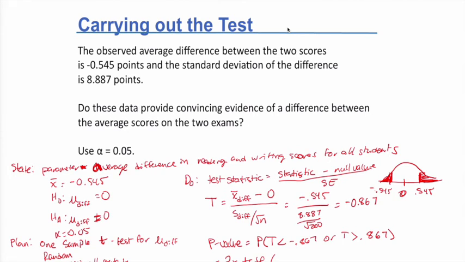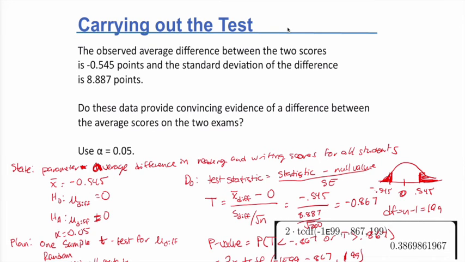We'll do negative 1e99, negative 0.867, degrees of freedom equals n minus 1, which is 199. So lower bound, upper bound, degrees of freedom. And we get a p-value of 0.387.